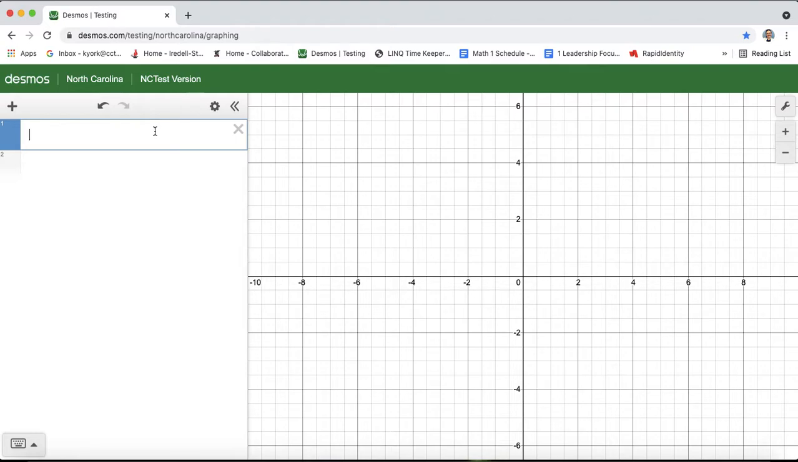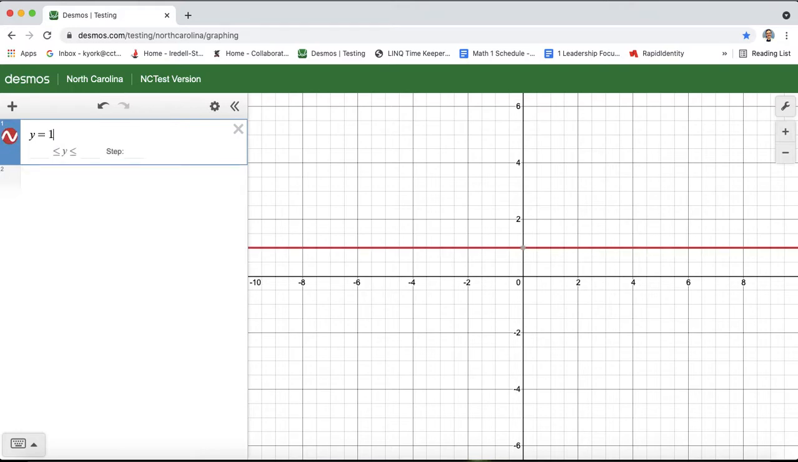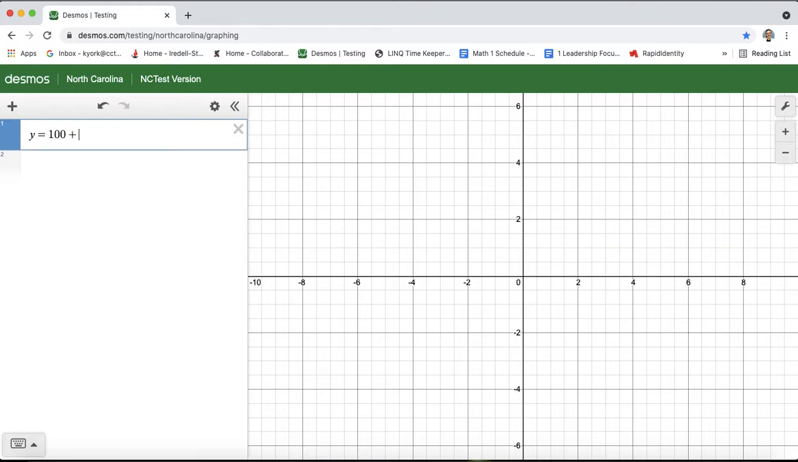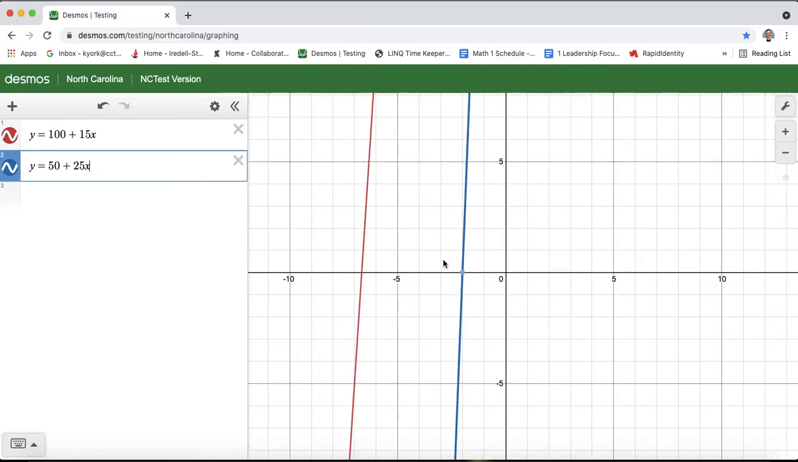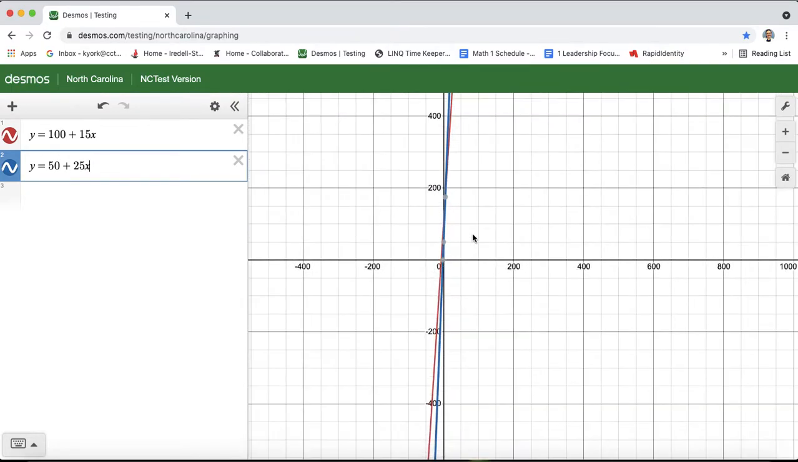Instead of using C equals, I'll have to use y equals. So y equals 100 plus 15x. Then I'll use y equals 50 plus 25x. Now, I know that these are not parallel because they do not have the same slope, so they will intersect. I just need to zoom out until I see where they intersect.